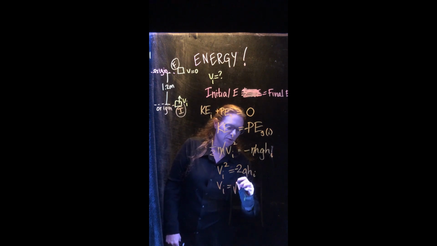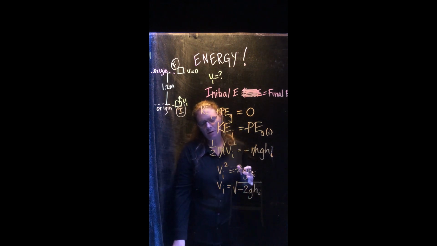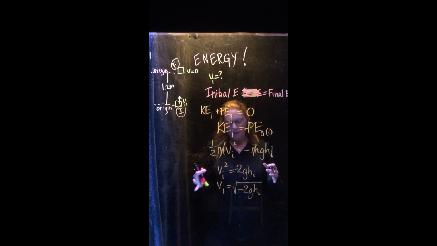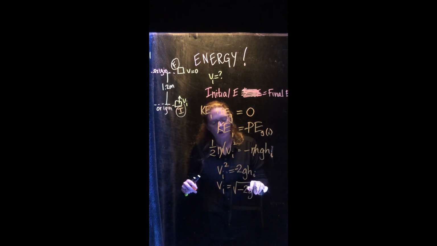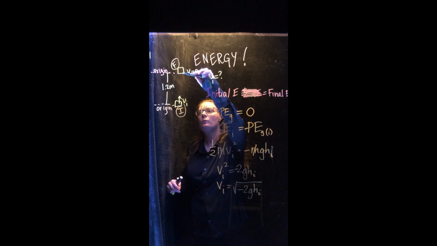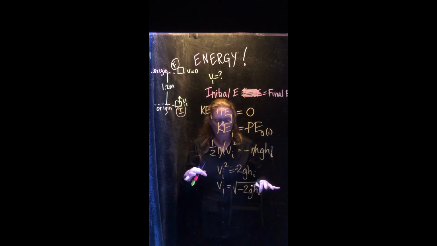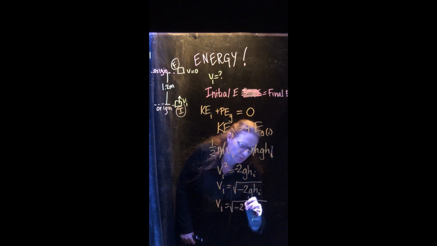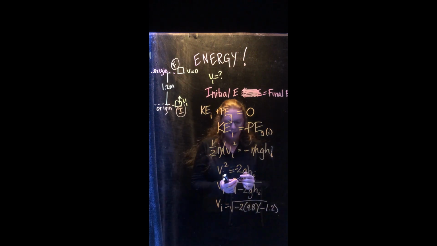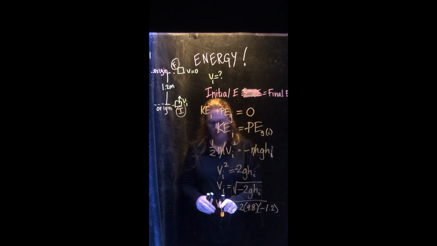V initial equals the square root of negative, and here I go, oh no, square root of negative, not physically possible. But no, it's okay, because what was our initial height? Our initial height was 1.2 meters below the origin. Below the origin, which means that my equation will be negative 2, 9.8, negative 1.2. And you will get the exact same 4.85 meters per second for your initial speed.